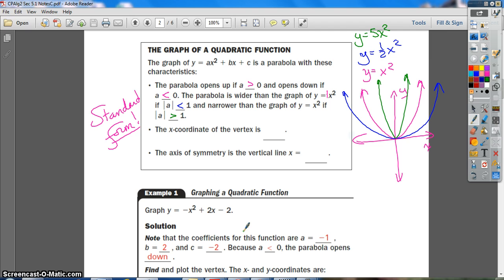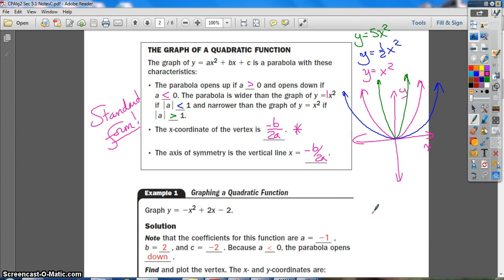Now what's really important here is what I'm about to say in this next step. This one needs to get starred. The x-coordinate of your vertex in this form will be negative b over 2a. You need to have that memorized. That is the key. Luckily, that's the only formula that you really need to remember here. But negative b over 2a is worth its weight in gold. The axis of symmetry is the vertical line x equals that.